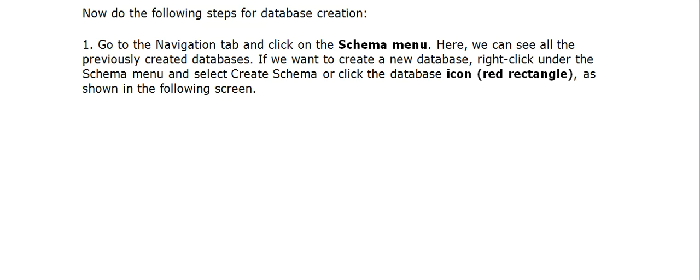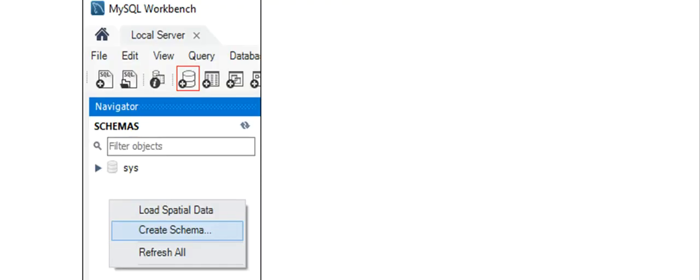So now do the following steps for database creation. As you can see, go to the navigation tab and click on the schema menu. Here we can see all the previously created databases. If you want to create a new database, right click on the schema menu and select create schema, or click the create database icon in the red rectangle as shown in the following screen I'm showing right now. So this is the screen we're talking about over here.